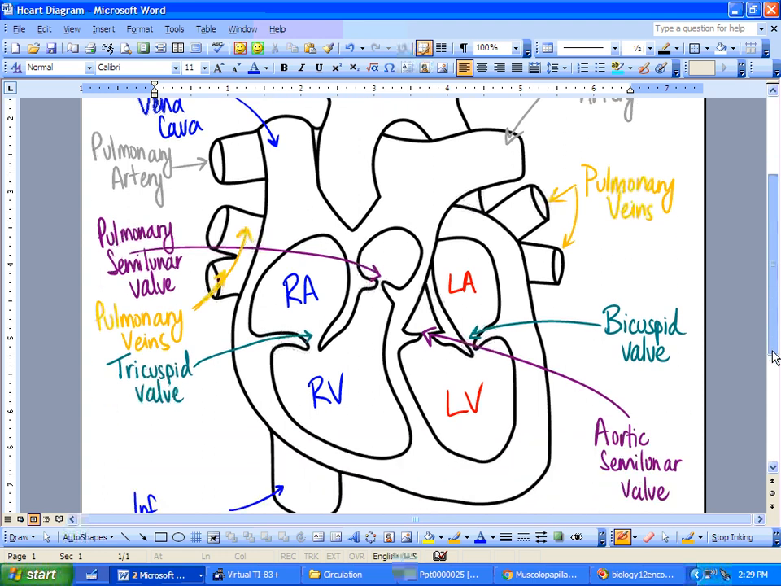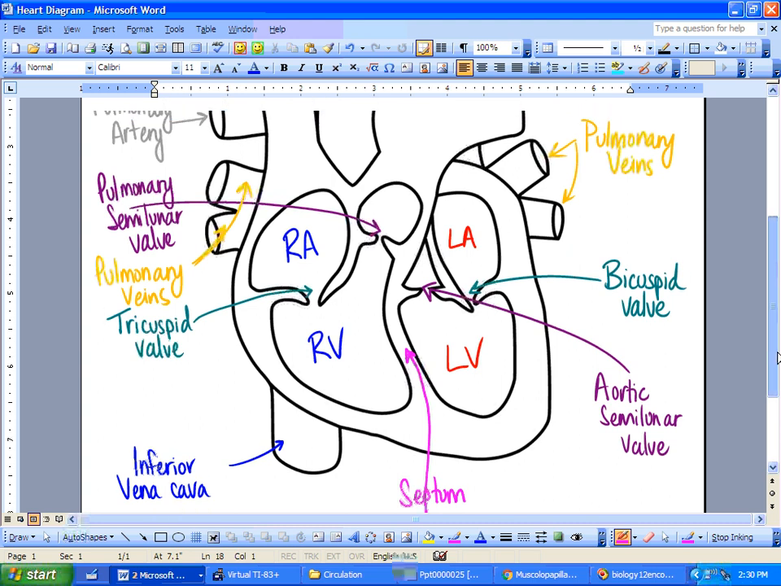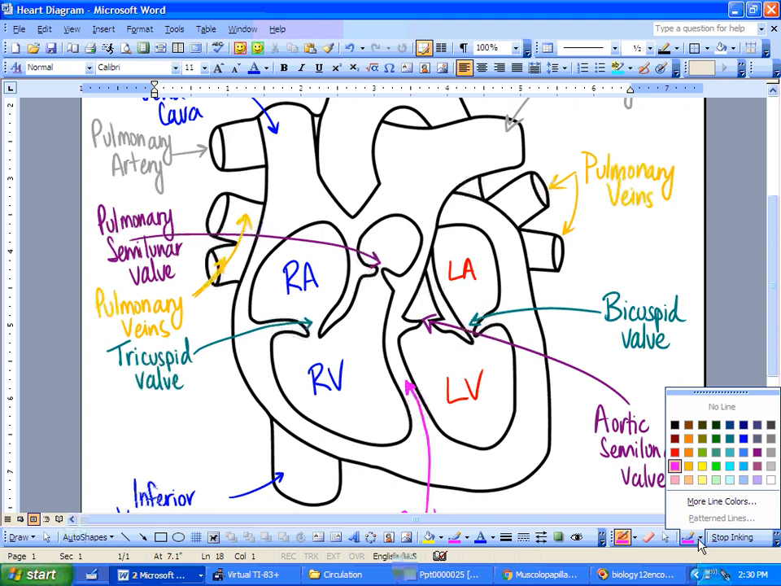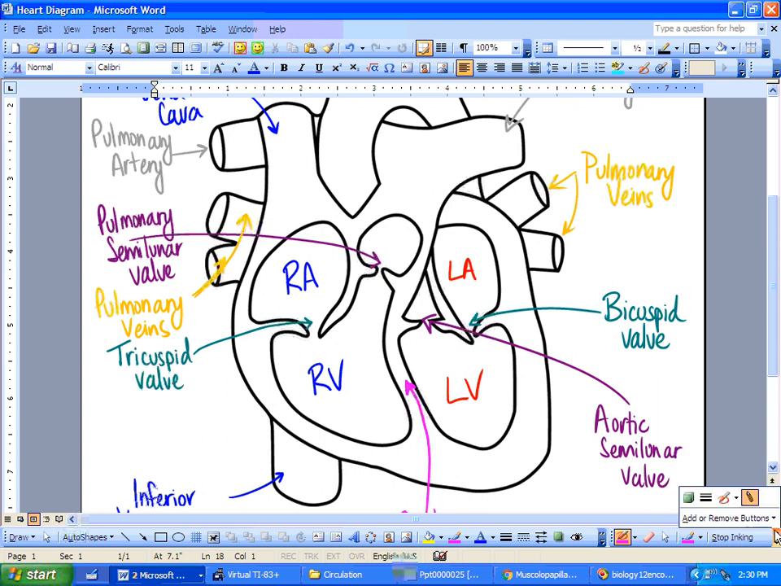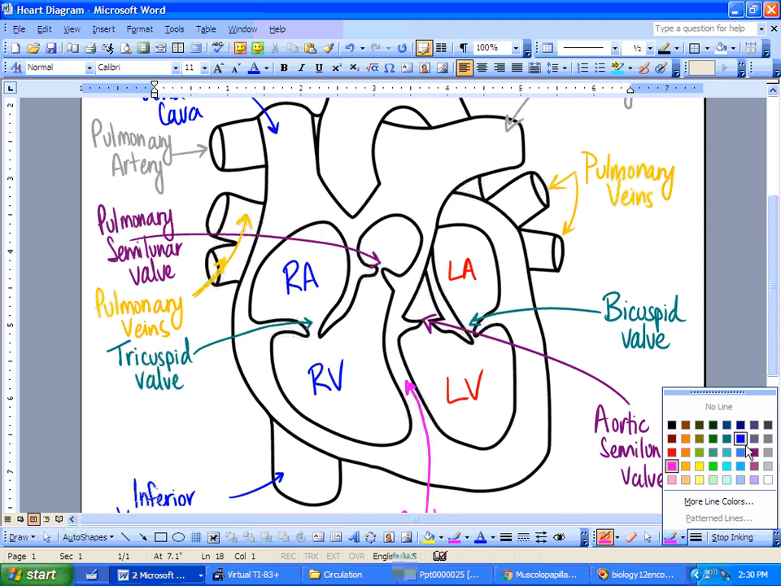I guess the last thing we could label, it's probably not a bad idea. Remember, we've got the always important septum, right smack dab in the middle, and that is going to prevent deoxygenated blood from mixing with oxygenated blood. So in terms of pathway, here we go. I will go with a thicker pen if I can. Let's do a nice thick pen.